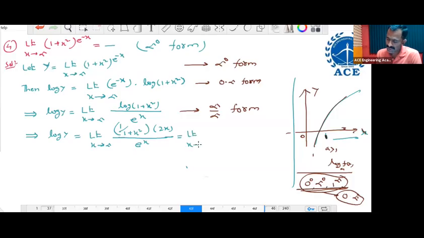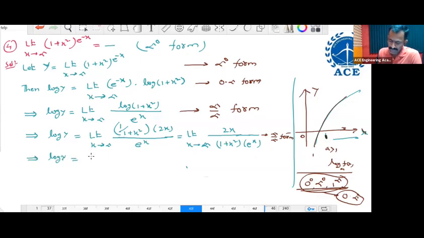limit x tends to infinity, 2x divided by 1 plus x square into e power x. Now this is again in the form of infinity by infinity only. Because of this, once again we differentiate.